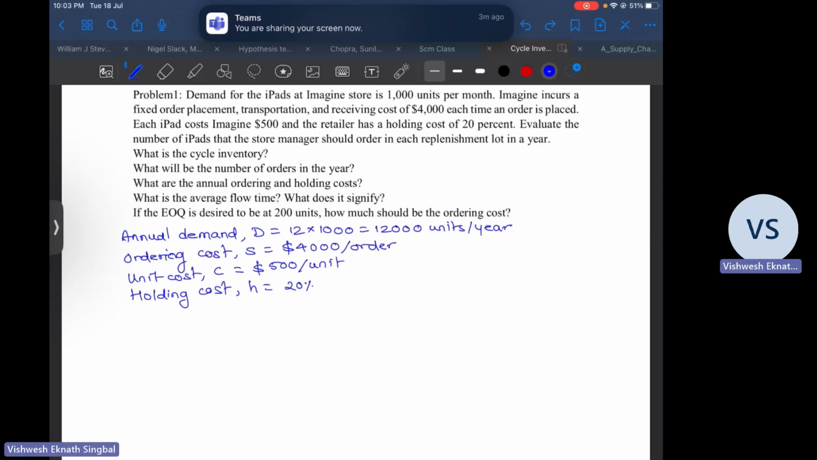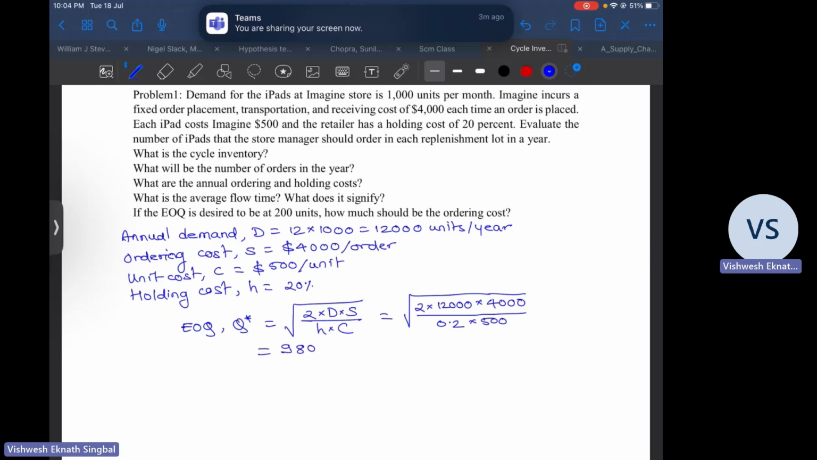Right. Now we calculate EOQ, denoted as Q star, as under root 2 into D into S divided by H into C. So when we substitute for each variable, we get 2 into 12,000 into 4,000 divided by 0.2 or 20% of 500. When you plug these numbers in a calculator, you will get the EOQ as 980 units per lot.